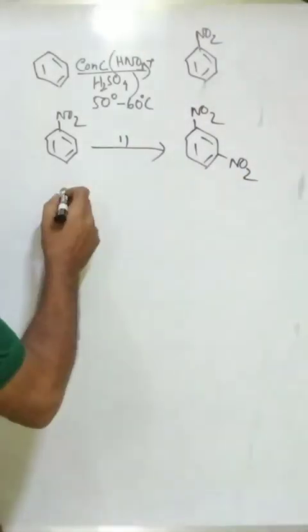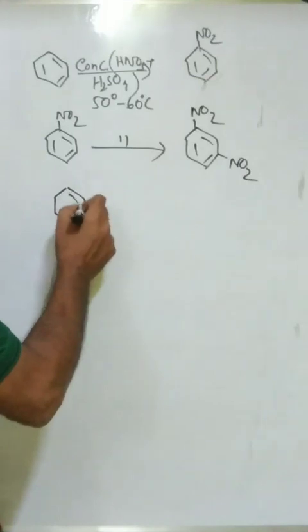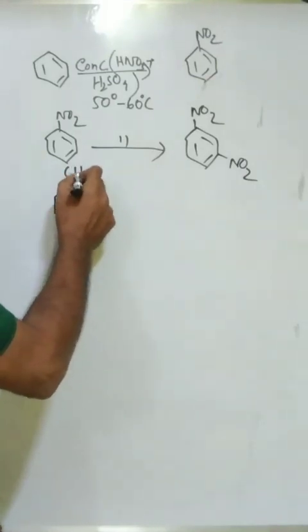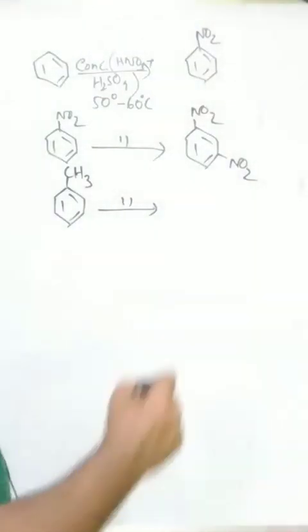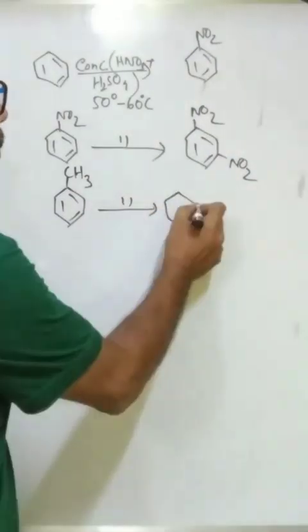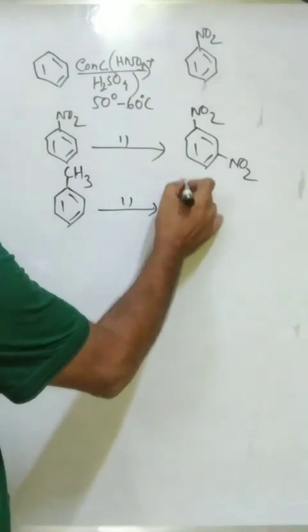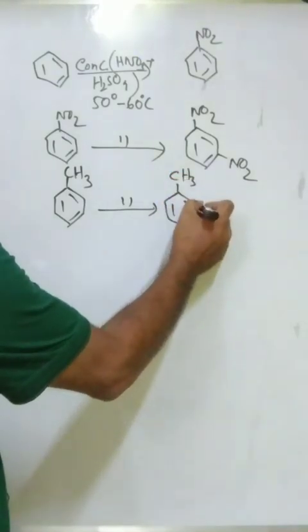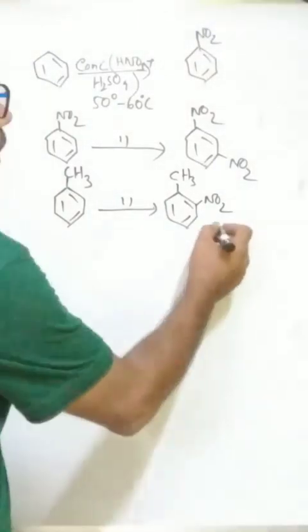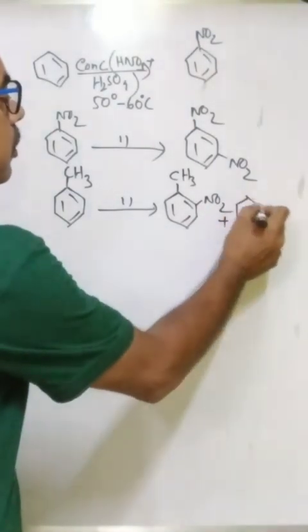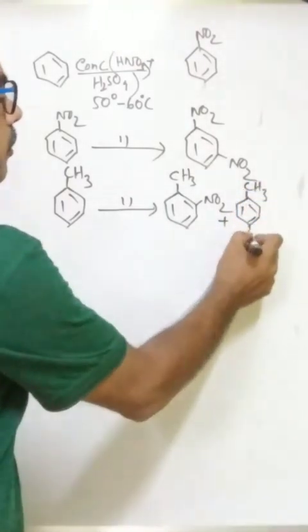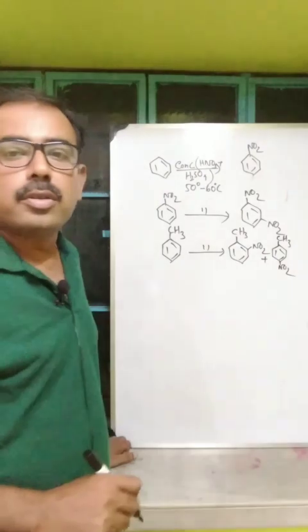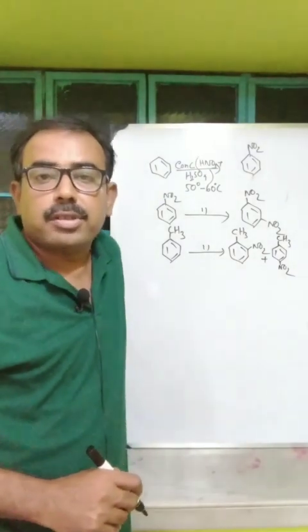Now, if we nitrate toluene with the same nitrating mixture, we get a mixture of two isomers, orthonitrotoluene and paranitrotoluene. Here CH3, this is the ortho position, here NO2 comes, so this one is orthonitrotoluene, plus another isomer formed, which is paranitrotoluene. So what is the reason behind this difference?